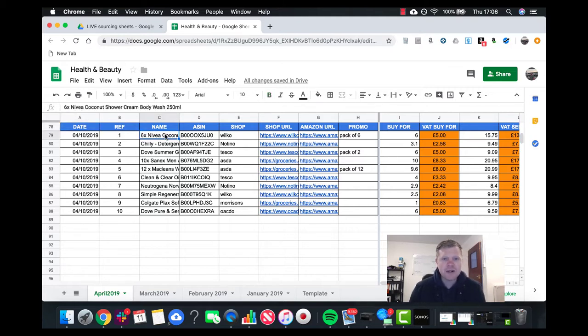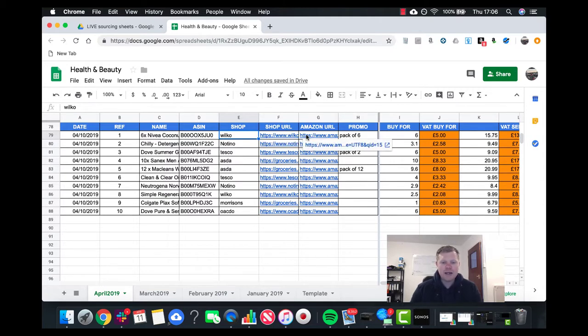We've got the name. Now this is the name of the product as it appears on the Amazon listing, not as it appears on the website that you might be sourcing these products from, just so you're aware of that. It's also got the ASIN, which is the Amazon Standard Identification Number. It's like the barcode for Amazon, basically, to an extent. It's there to help you find the product easily. You've then got the shop. So it's the shop that you're going to be sourcing the products from.